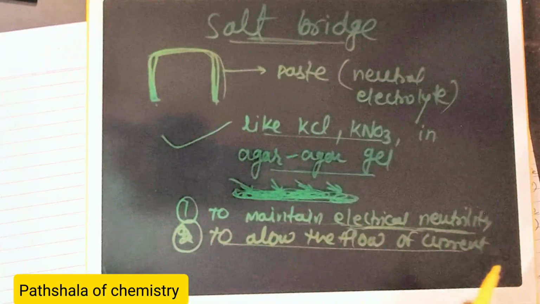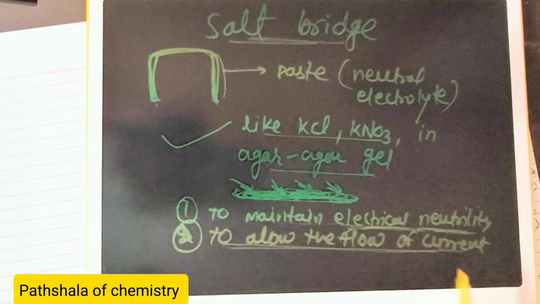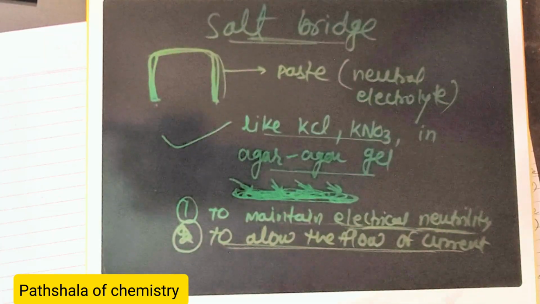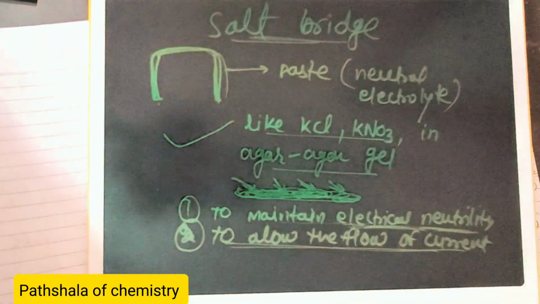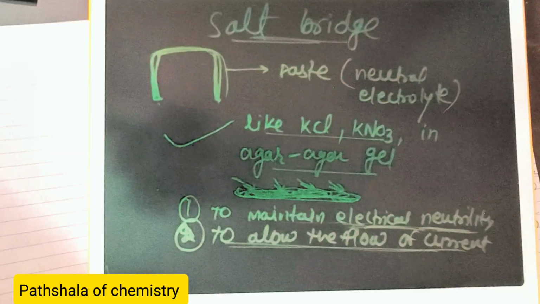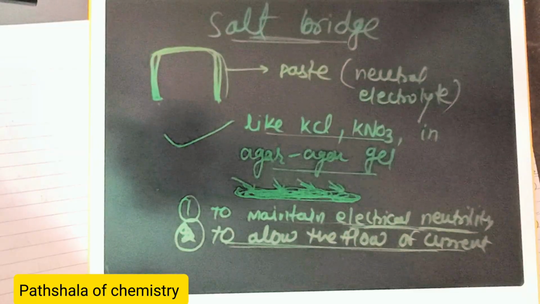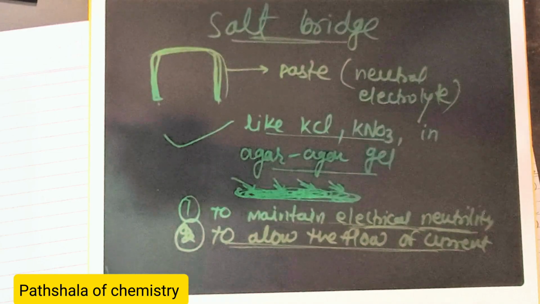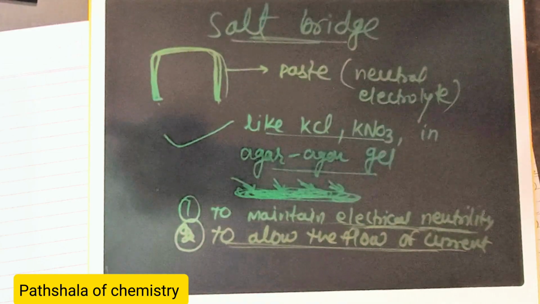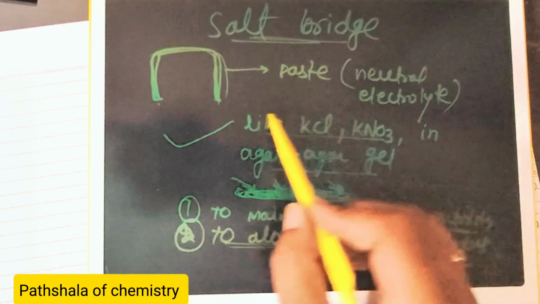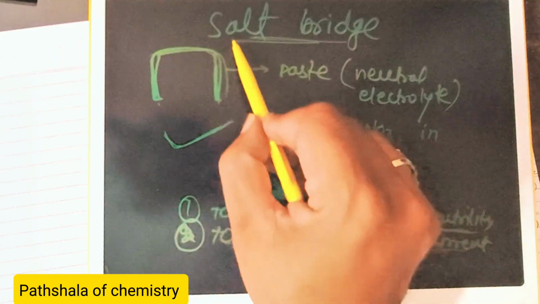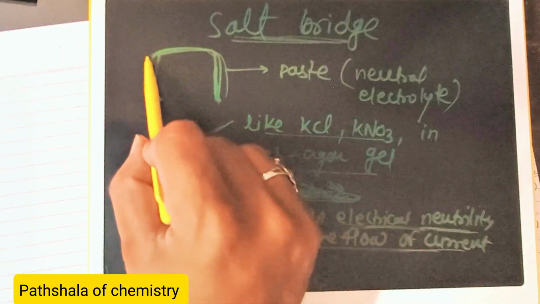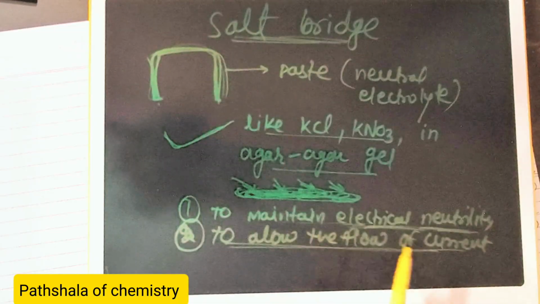Second, to allow the flow of current. Due to the salt bridge, the flow is carried out easily. So the presence of the salt bridge is very important for the flow of electric current. This salt bridge is always present between the two electrodes as an inverted U-shaped tube.